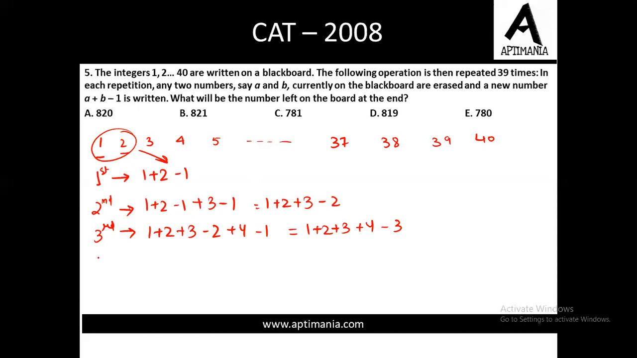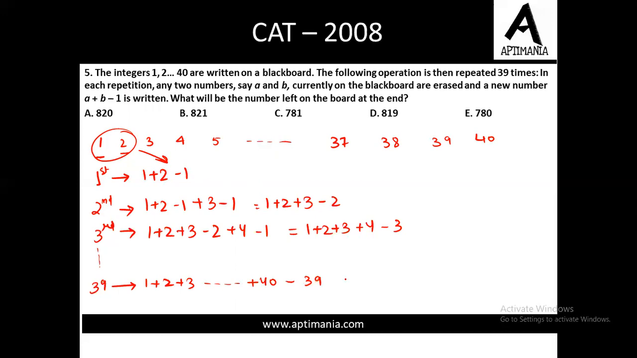So on generalizing, we can say if the same operation is repeated 39 times, we will have 1 plus 2 plus 3 up to 40 minus 39. We can see in the previous series, for the first term there was addition of the first two terms, for the second term it was the addition of the first three terms, then for the third term it was the addition of the first four terms, and for the 39th term it will be the addition of the first 40 terms, and we are subtracting 1, 2, 3 according to the number of operations. So this is the 39th operation, we will be subtracting 39.